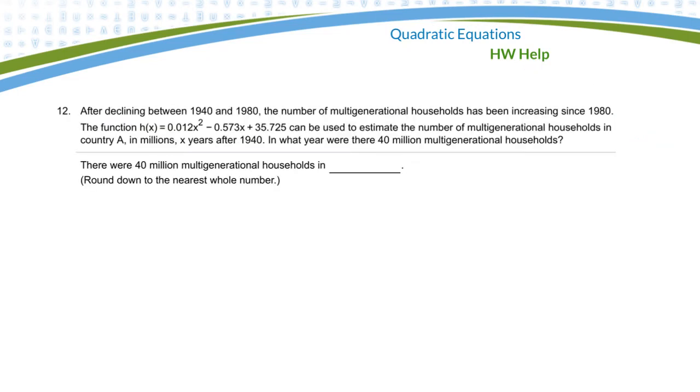Okay, number 12. After declining between 40 and 80, the number that function can be used to estimate the number of multi-generation households in country A in millions, x years after 1940. In what year were there 40 million generational households? So that 40 million goes in right there.